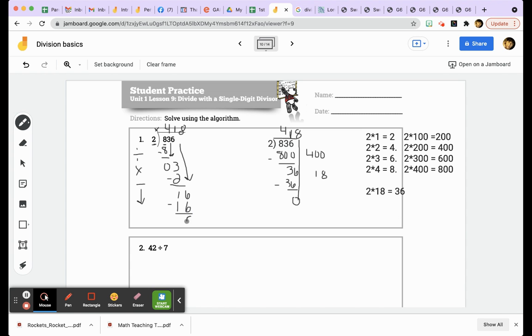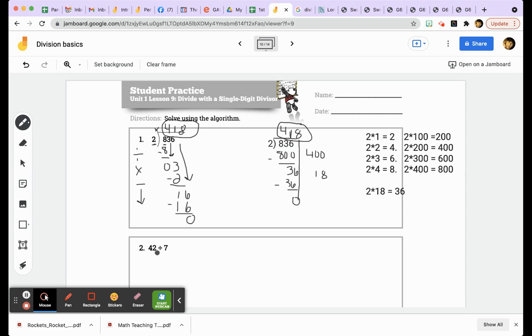Subtract. 0. And my quotient, 418. So there are 418 equal groups of 2 in 836.